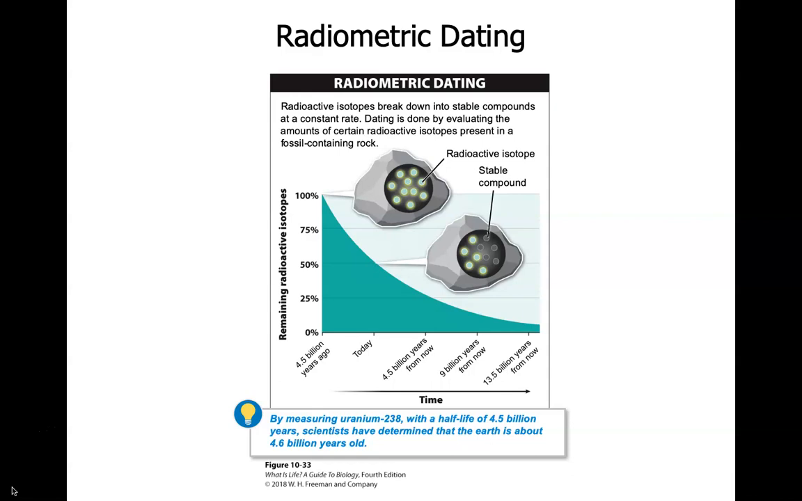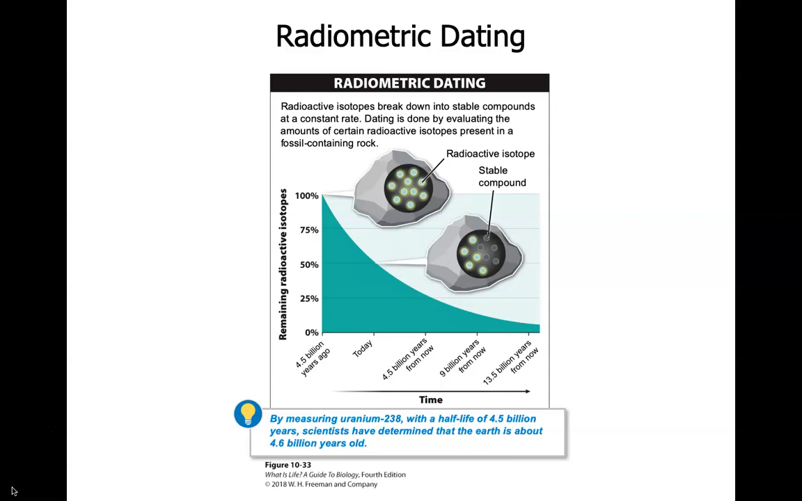So this graph here shows uranium, which has a half-life of 4.5 billion years. That means it takes 4.5 billion years for half of the uranium molecules in a substance to decay into another form. So you can do calculations and back calculations and figure out the relative proportion of the different types of uranium in a sample to see how long it has been since that organism died.